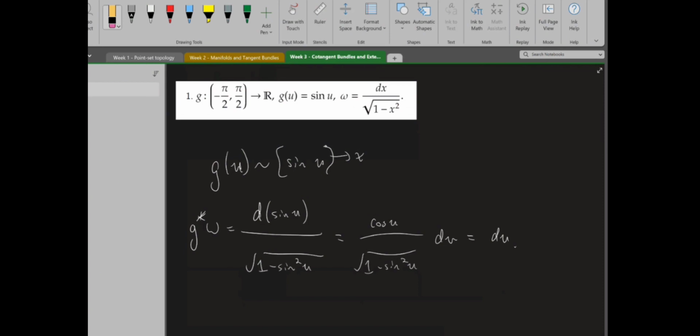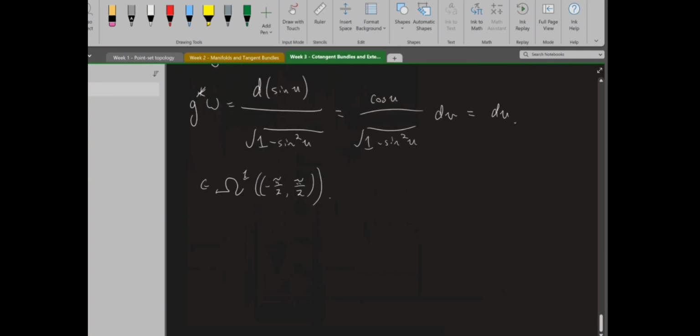Namely, this is now a differential form not on R, but instead on negative pi over 2 to pi over 2, because we pull it back from being something on R to being something on the domain of the parameterization of the submanifold.